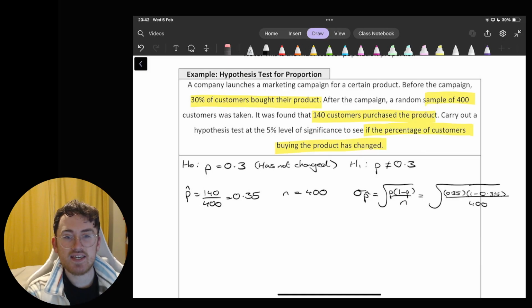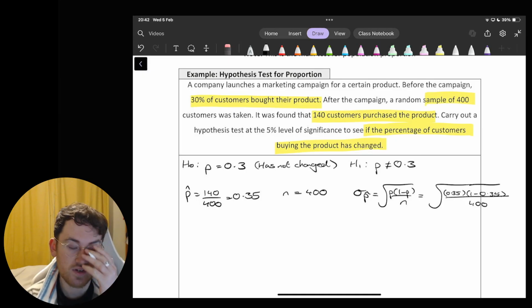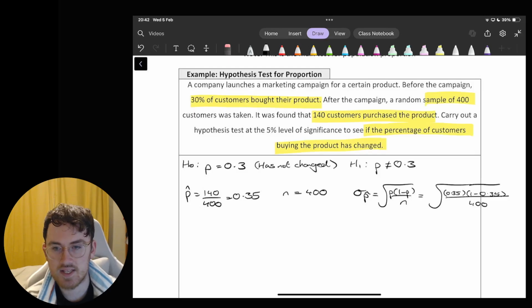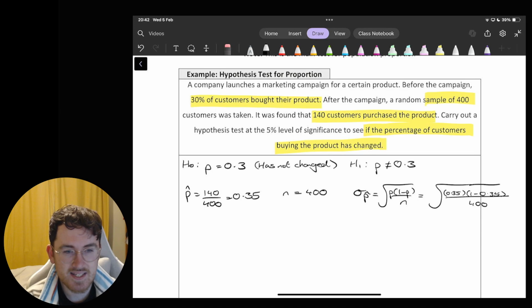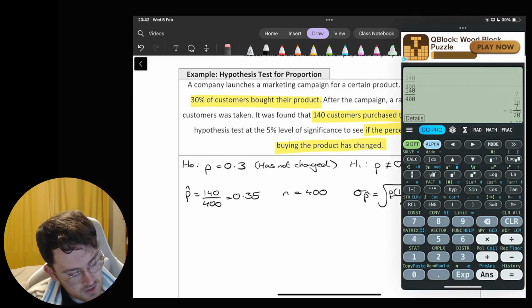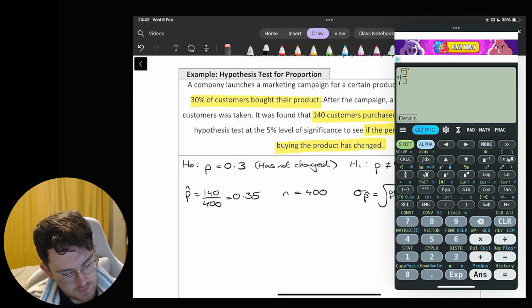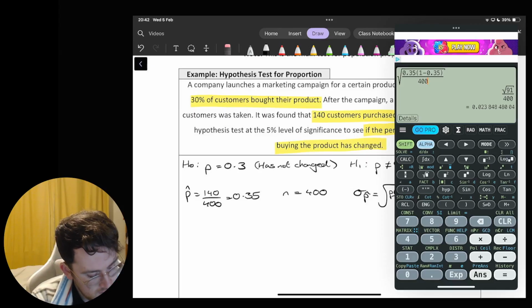Even though in this case we're testing whether it's 0.3, it's only a test. We don't know whether that is what it is. So we're testing what it is, so we're not going to use that as part of the interval here. Let's just work out what this value is, to save us a little bit of working out when we come to the next part. Over 400, and that is 0.0238.